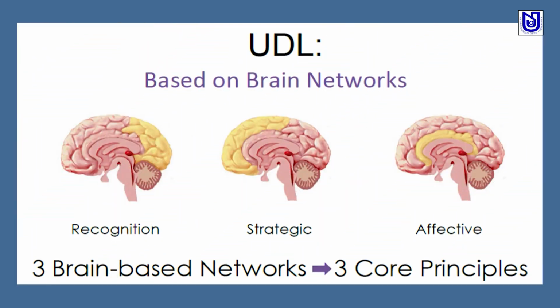Different research identifies that universal design for learning is a framework to improve and optimize teaching and learning for all learners based on cognitive neuroscience. Effective use of the UDL framework activates three brain networks. These are the recognition network, strategic network, and affective network. And on these three brain-based networks, the three core principles of universal design for learning evolve. So now we'll be discussing those three UDL principles.